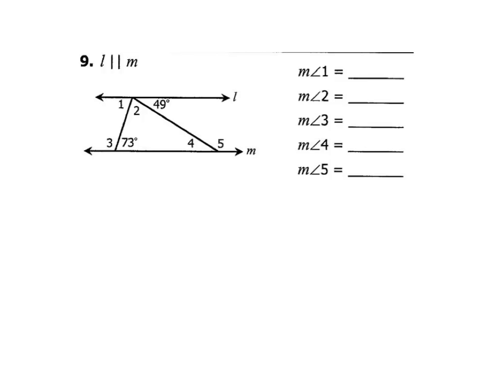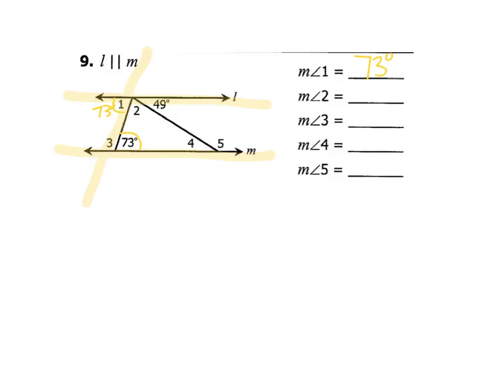So what I recommend we do here is we look at it as two parallel lines cut by this transversal. All right, and we can extend the transversal so we can easily see it. Now, angle 1 and this angle right here, which we know is 73, would be alternate interior angles. So they are congruent. So therefore, we know that the measure of angle 1 is 73 degrees as well.